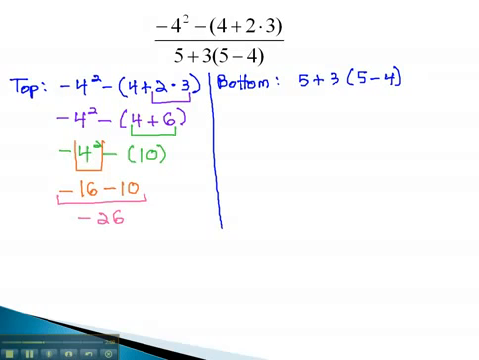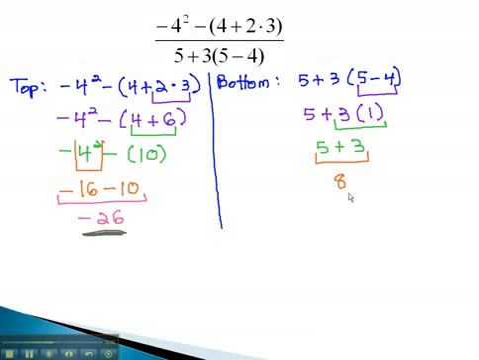Again, order of operations has us start with the parentheses. We now have 5 plus 3 times 1. Next, we multiply 3 times 1, giving us 5 plus 3. Finally, the addition finishes the problem, giving us 8.